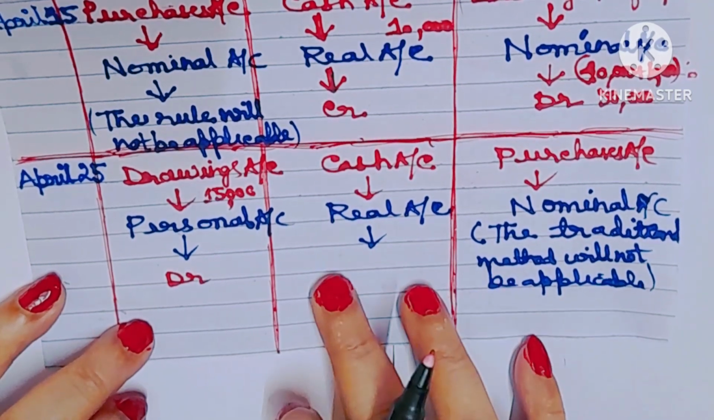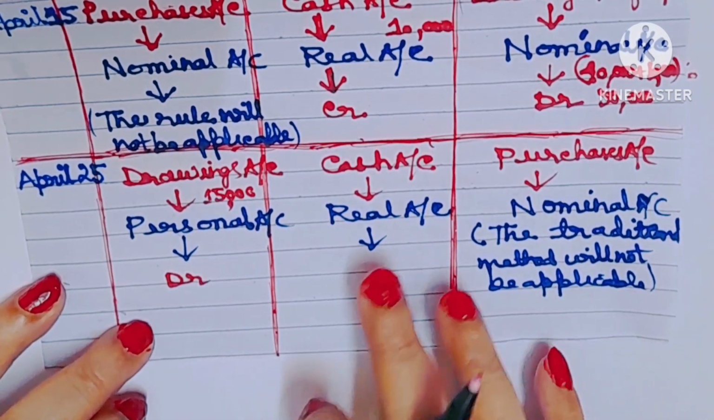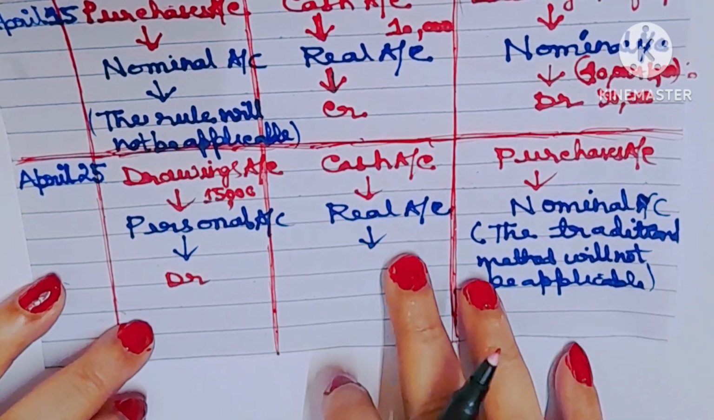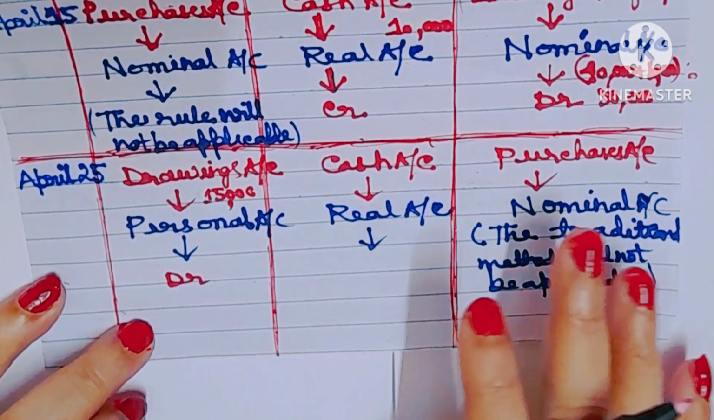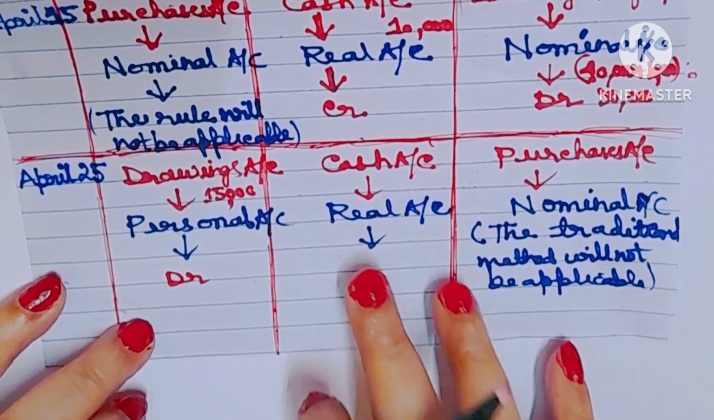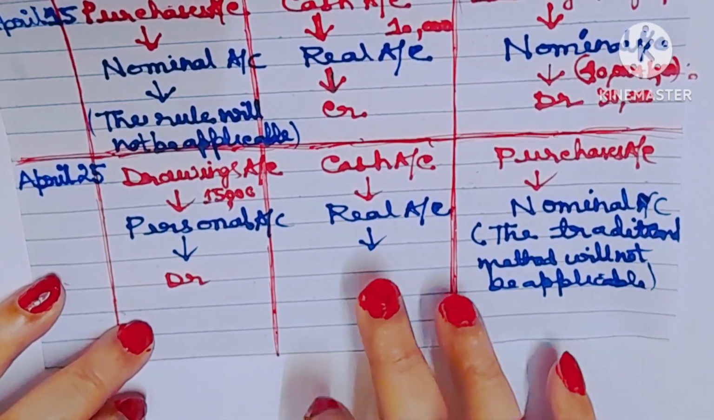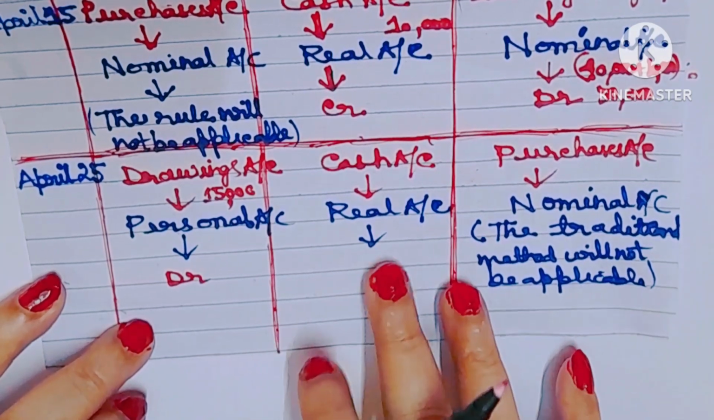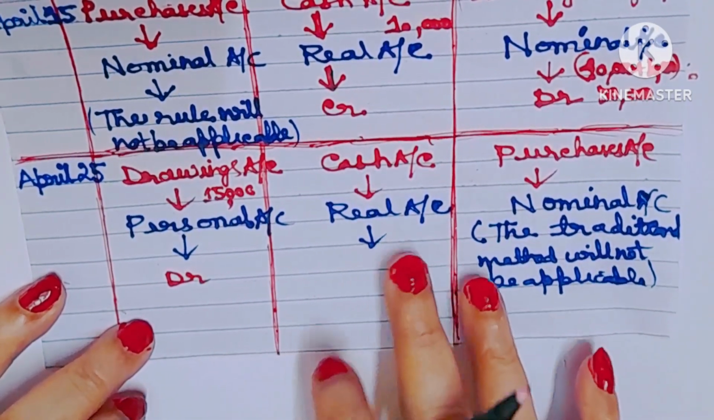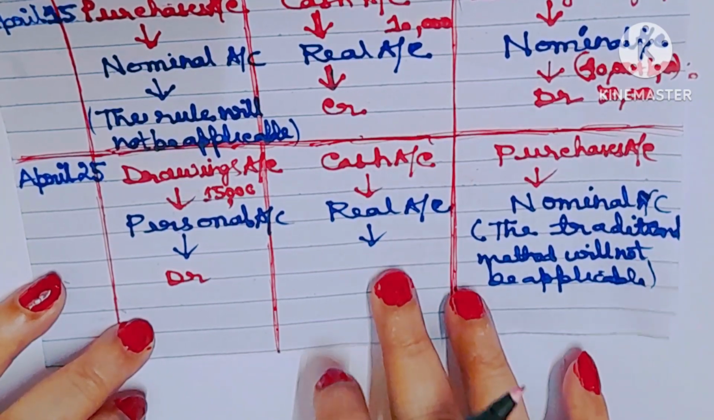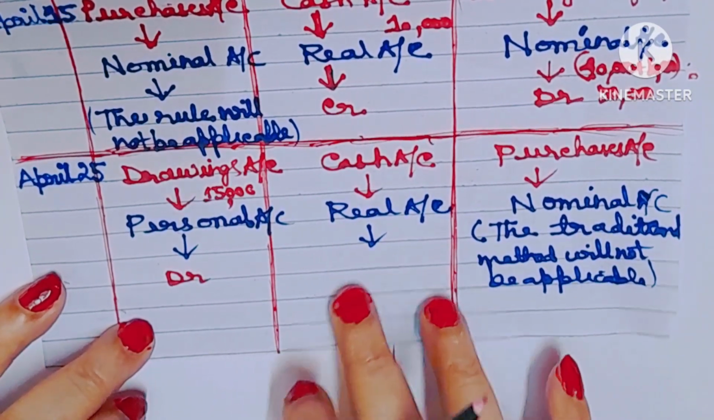When Mamuni withdrew cash for a personal use, rupees 10,000, cash goes out from the business. Understood? Here you have to see cash account from the point of view of the business and not from the point of view of the proprietor. Please remember, here you have to see cash account from the point of view of the business and not from the point of view of the proprietor.